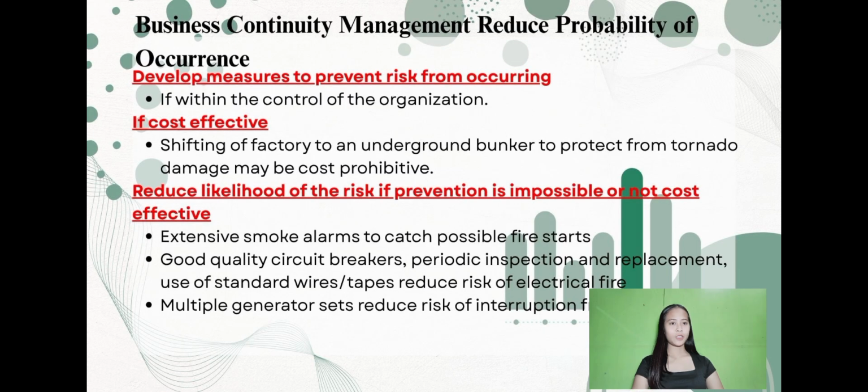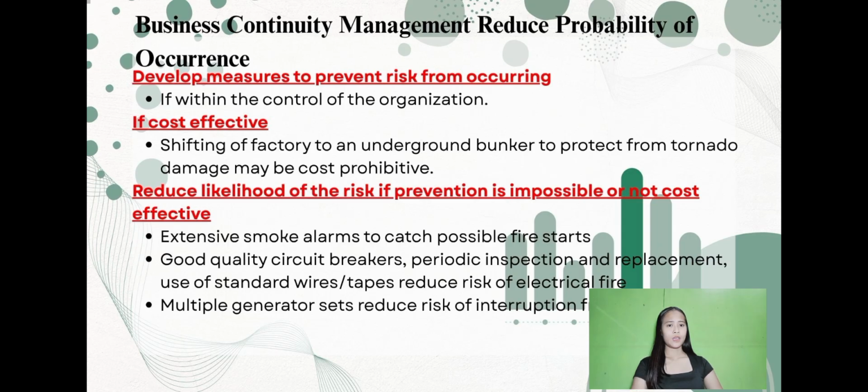Business continuity management reduces probability of occurrence. The goal is to reduce the chance or likelihood that a risk or interruption will happen. Business continuity management does this through preventive measures. Develop measures to prevent the risk from occurring if it is within the organization's control. So, if the organization has the power to prevent a risk, business continuity management recommends taking actions.